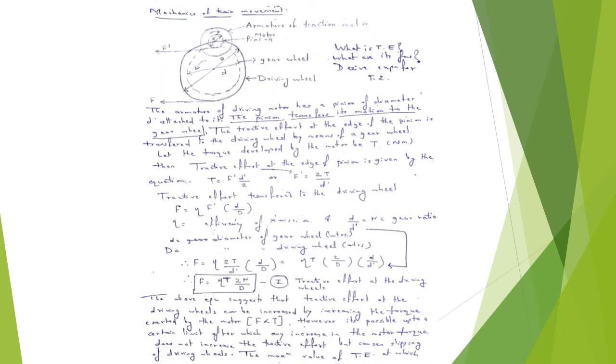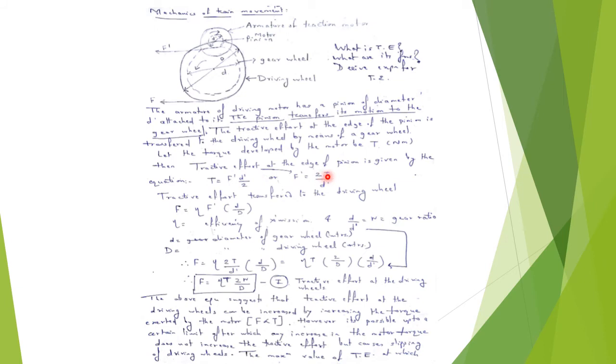Next we move on to the mechanics of the train. You'll find that the armature of the driving motor has a pinion of diameter d dash. You can see it's a pinion that is shown, whose diameter is d dash. The pinion transfers its motion to the gear wheel. The tractive effort at the edge of the pinion is transferred to the driving wheel by means of a gear wheel. Let the torque developed by the motor be capital T Newton meters.